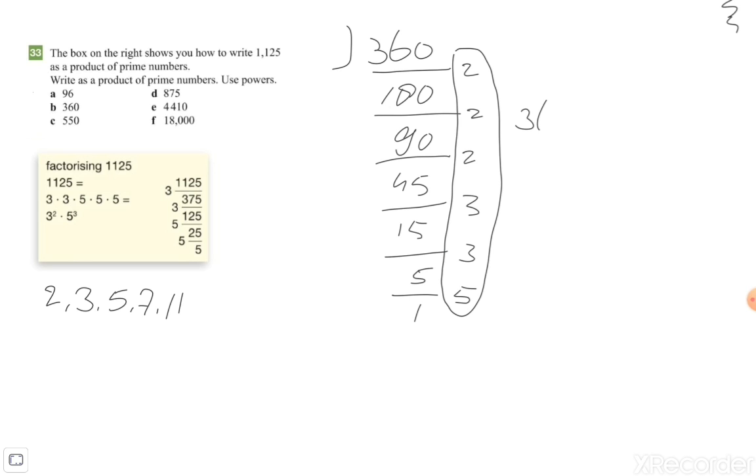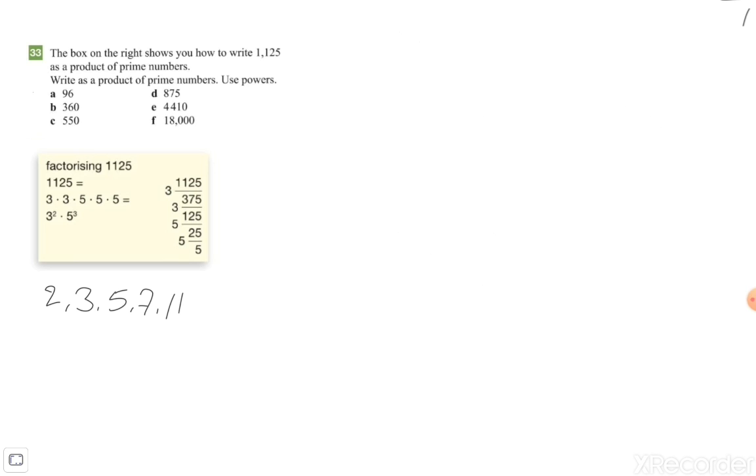So 360 is exactly the same as 2 to the power of 3 times 3 to the power of 2 times 5. And that's the answer from exercise B. Exercise C, 550. We can divide it by 2, because that's 275.